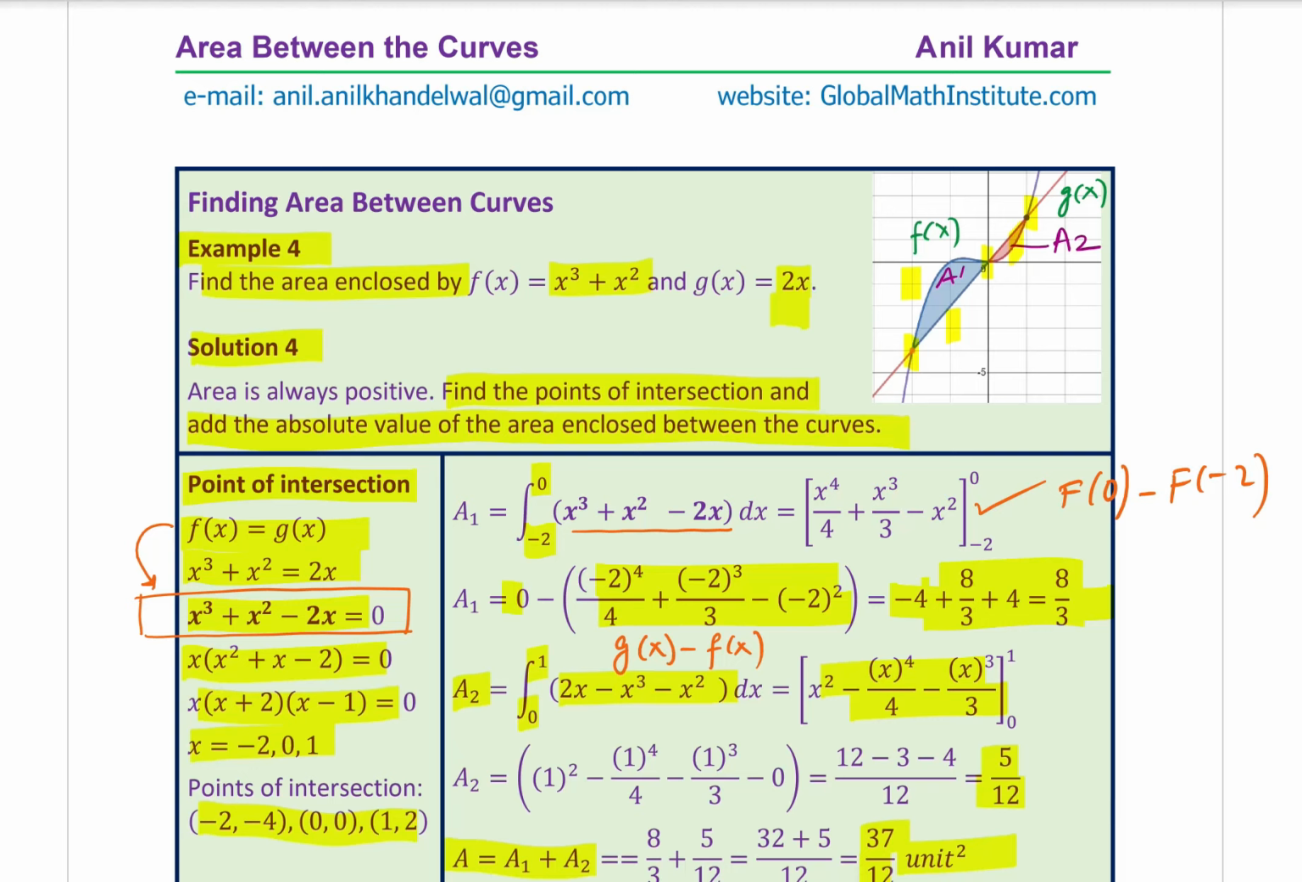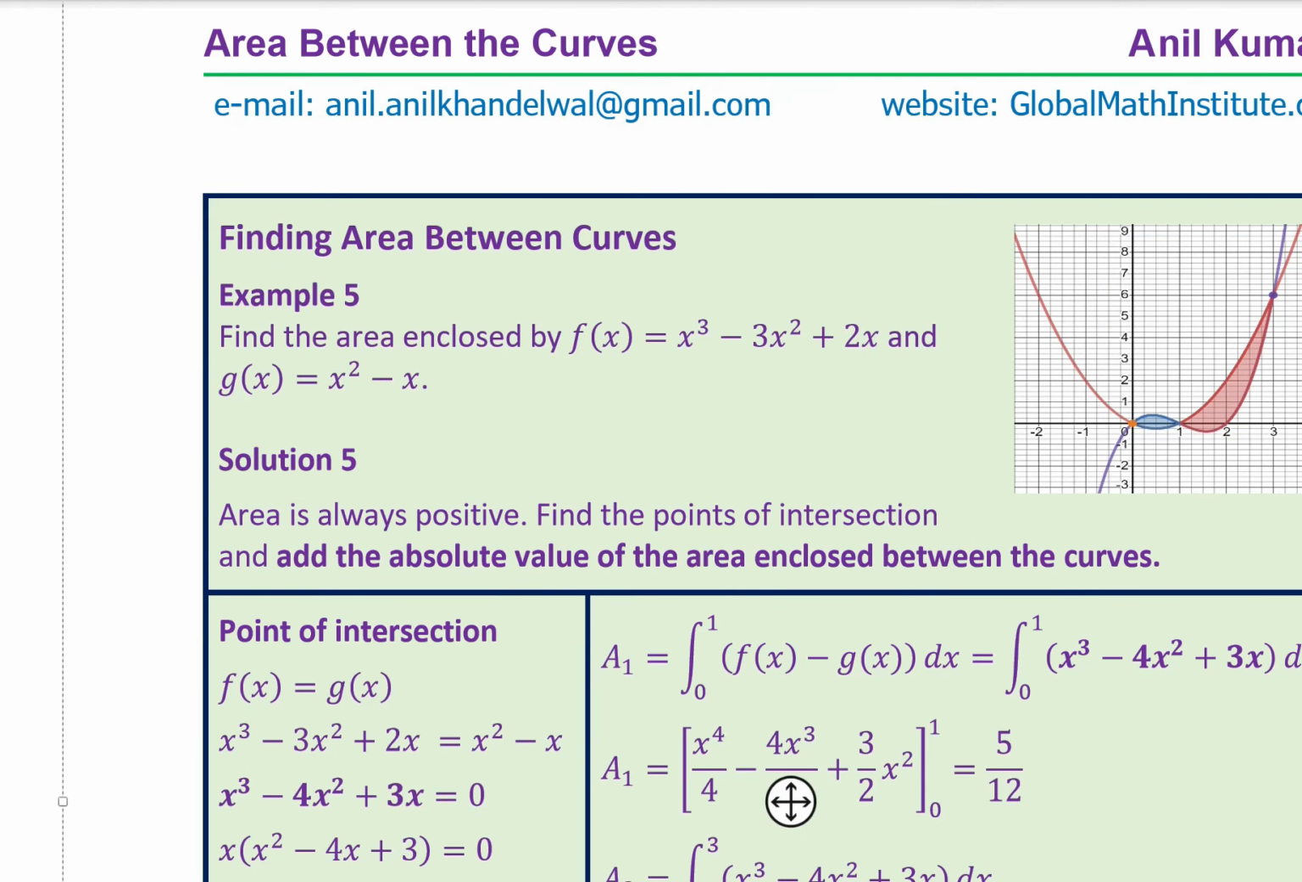So it really doesn't matter whether the curve is above the axis or below the axis, or it is just one curve. Even with one curve, we're considering the x-axis as the other one, right? You understand? So that is how you should consider. So that gives us an insight into area between the curves. Now let's take more examples.